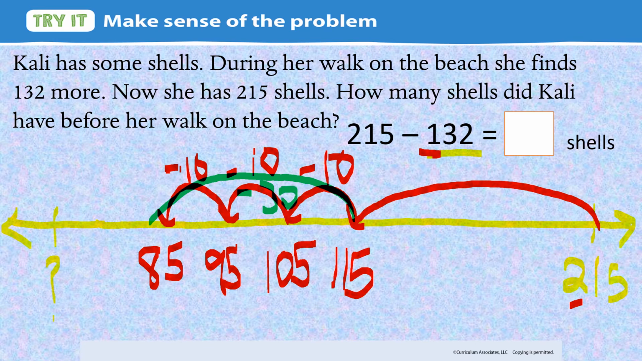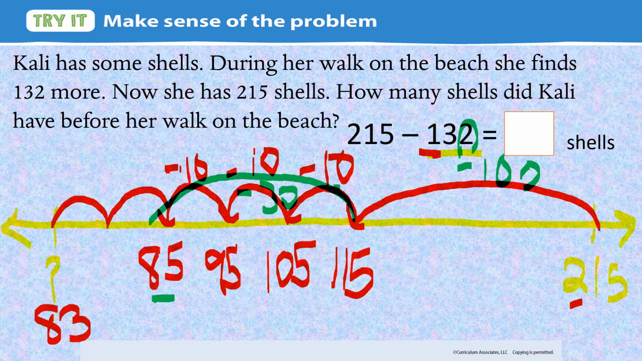So now I'm at 85, and I still have to go 2 more because my number said 132. I jumped back 100, and I jumped back 10, 20, 30. Now I have to jump back 2. So if I jump back 2 more, 84, 83. So now I know this number here is 83.